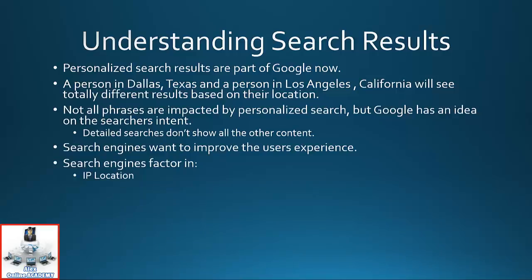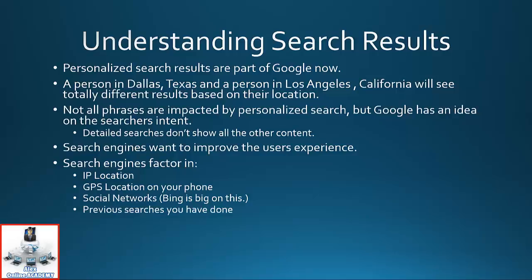Where are people actually searching from? GPS location on your phone if you have that feature turned on. Social networks. Bing is really big on this, the Bing search engine, not as much Google, but they will actually let you know, like, hey, here are websites that your friends recommended or that your friends have recently visited or that your friends have talked about recently. That will actually play into understanding search results. Google can incorporate that with Google Plus. Bing will do that with Facebook and Twitter and other elements.